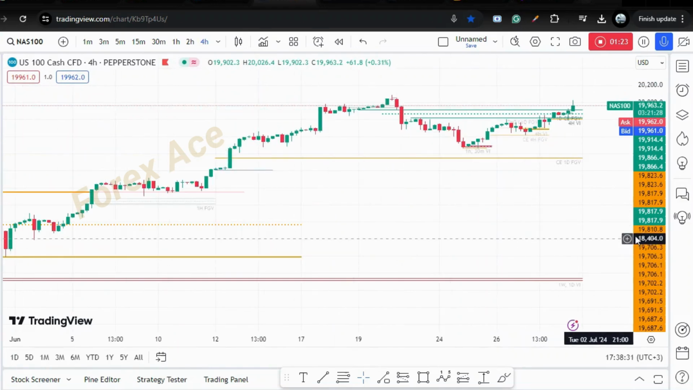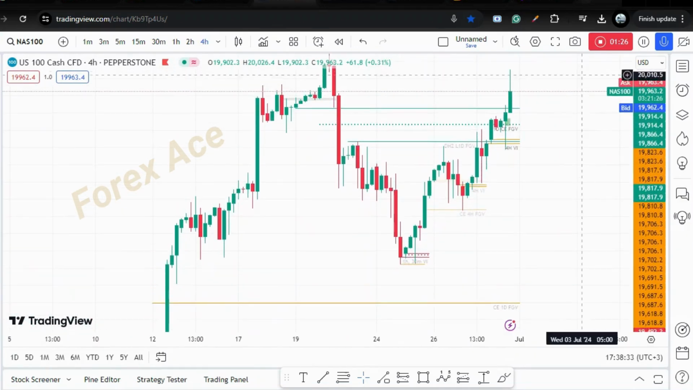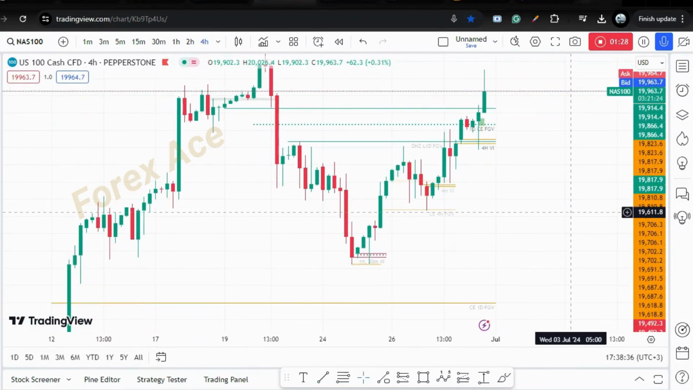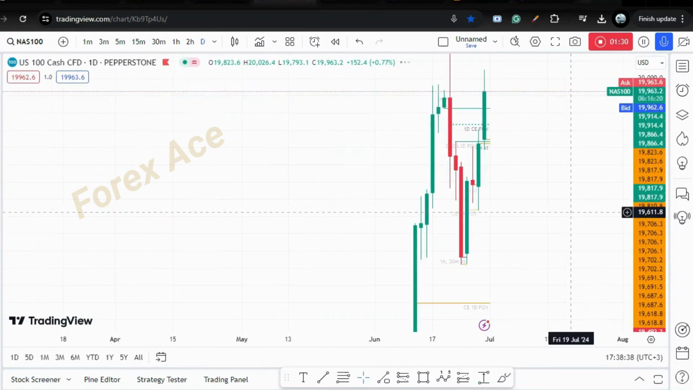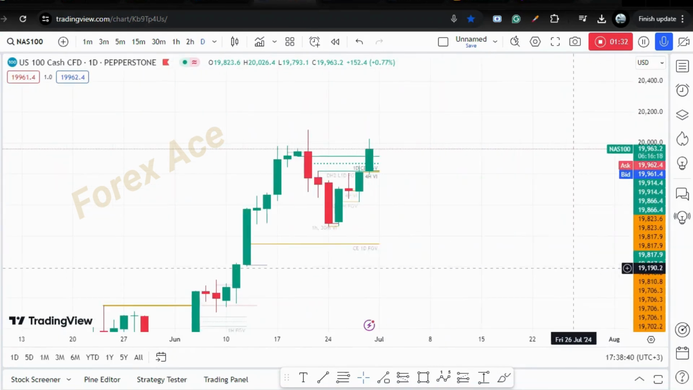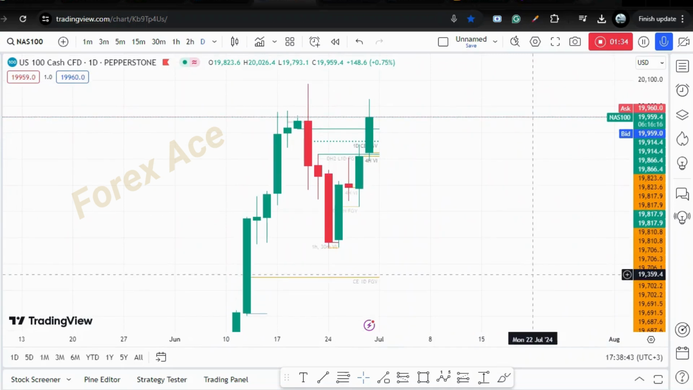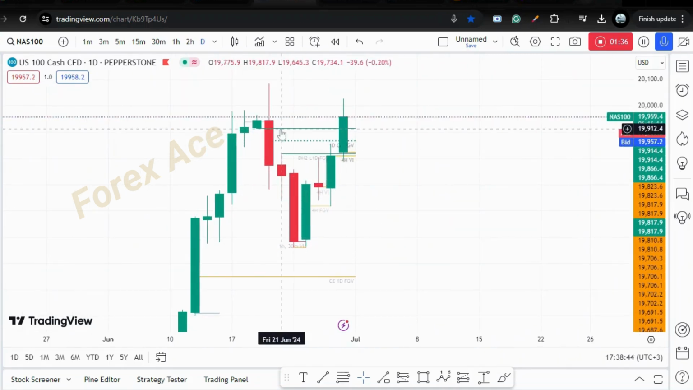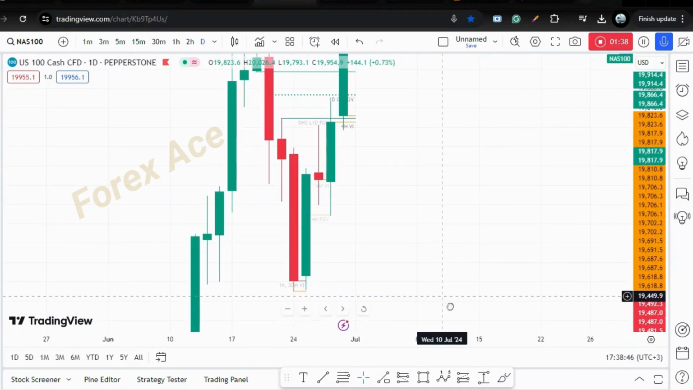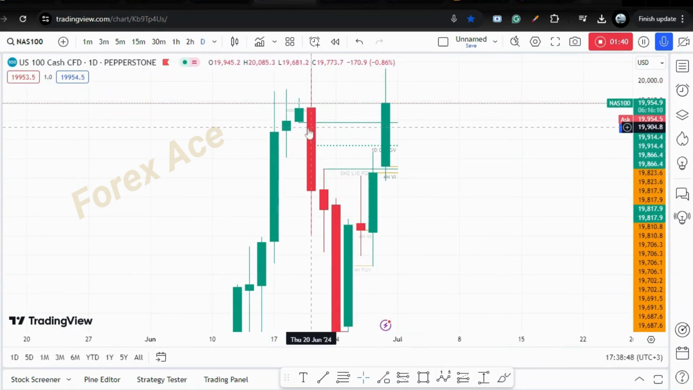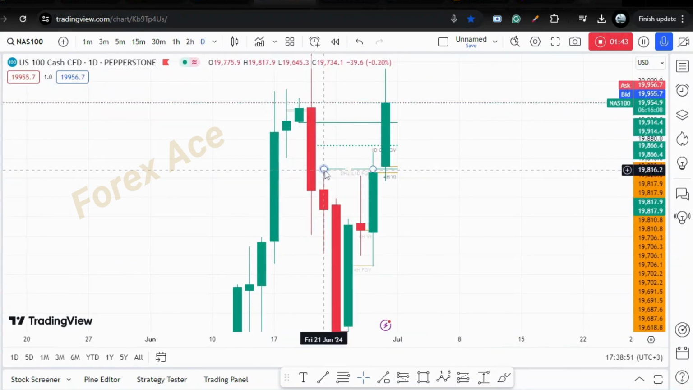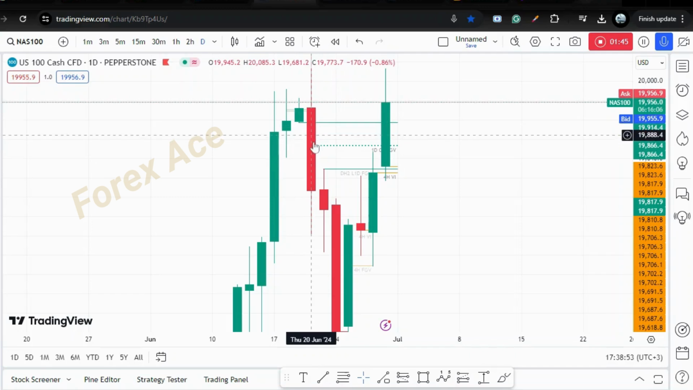4 hours time frame. If you come to the 4 hours time frame, let's first go back to the daily. There is something I haven't shown you. So when the market dropped, it formed a fair value gap. The fair value gap is represented by these green lines. Look at it. You see this gap in between this candle and this candle. This is a fair value gap.